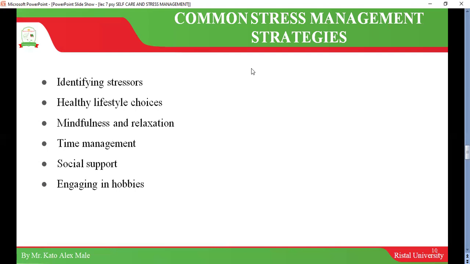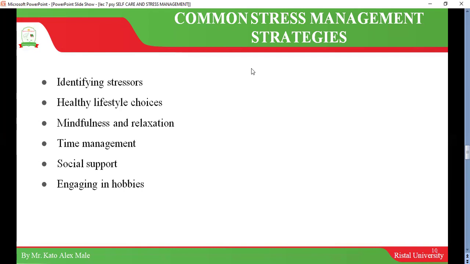Then healthy lifestyle choices. This includes, for example, smoking cigarettes; these are unhealthy. You understand? Yeah, lifestyle choices. So make choices which are healthy. For example, avoid cigarette smoking, reduce alcohol intake or avoid it. Have regular physical exercise. You understand? These are all healthy lifestyle choices. Then mindfulness and relaxation, we say this is a food for the soul.